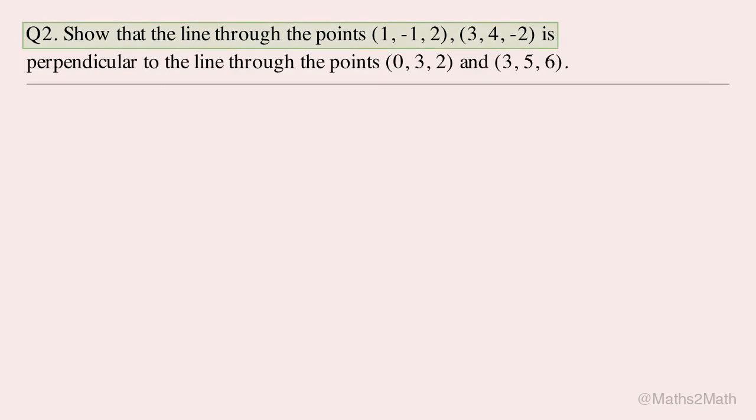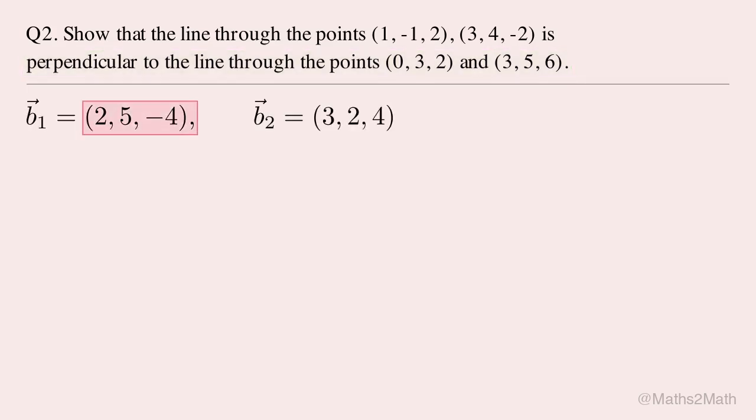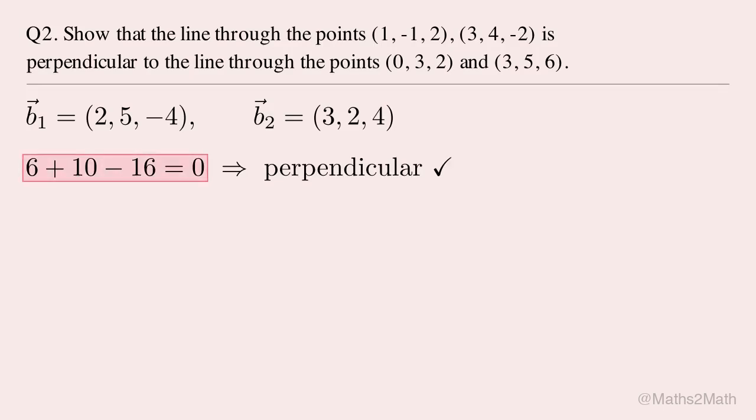Question 2. Two lines given by point pairs. Direction ratios first, then their dot. The first line has ratios 2, 5, minus 4. The second has 3, 2, 4. The dot is 6 plus 10 minus 16, which is 0, perpendicular.